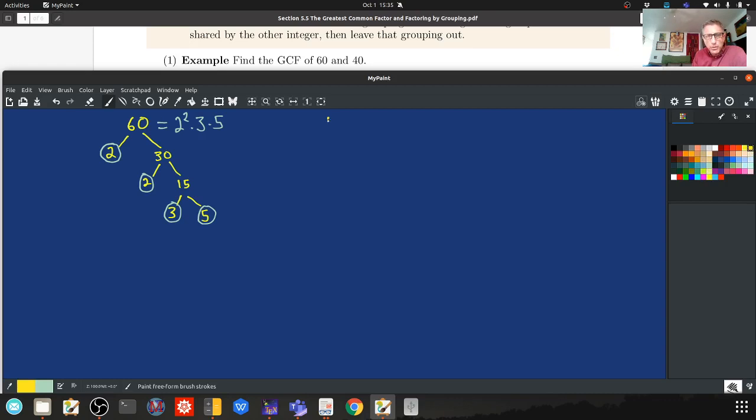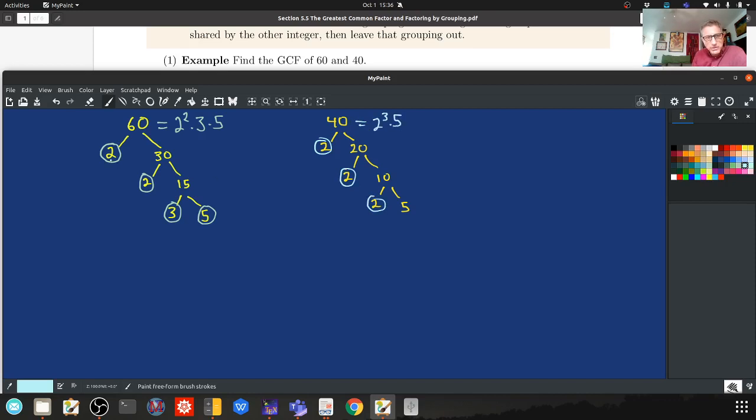The other is 40, and we're going to again make a factor tree. I just start dividing by the smallest obvious prime that it will be divided by. 40 divided by 2 is 20. 20 is also divisible by 2. That gives me 10. 10 is also divisible by 2, and that gives me 5. And these are my prime factors. I have 3 factors of 2. So it's 2 to the third times 5.